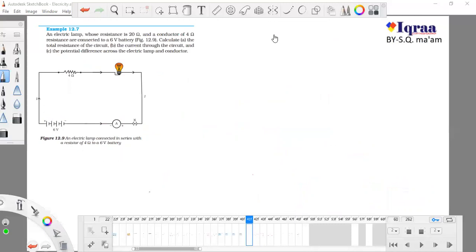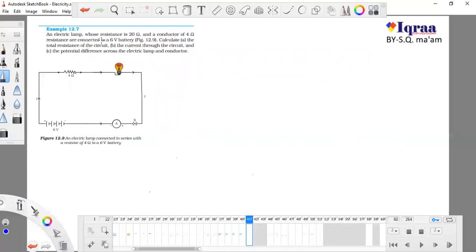Okay, so let's go for this numerical. This is example 12.7 from our textbook, and definitely you are having this. Maybe you are able to see this miniature, just very tiny. First of all, I'm doing a reading, and don't think extra about the numerical. Just focus on one thing: what is given and what should I find.